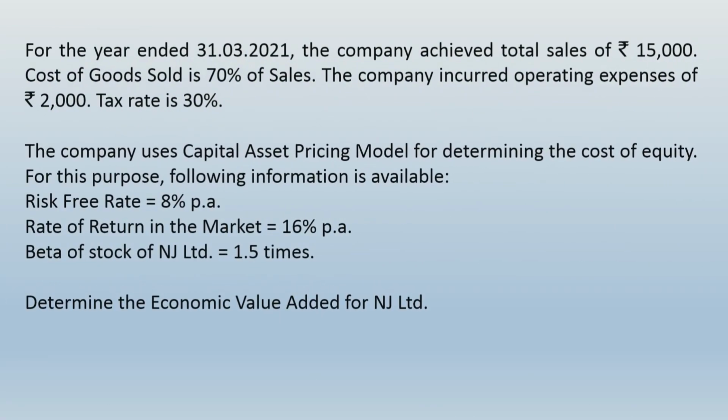For the year ended 31/3/2021, the company achieved total sales of rupees 15,000. Cost of goods sold is 70% of sales. The company incurred operating expenses of rupees 2,000. Tax rate is 30%. The company uses capital asset pricing model for determining the cost of equity.